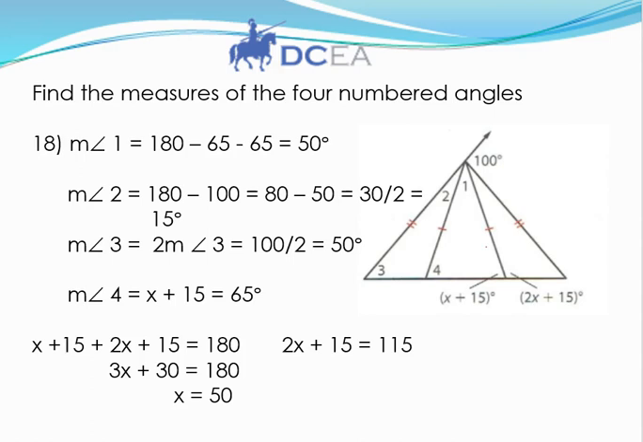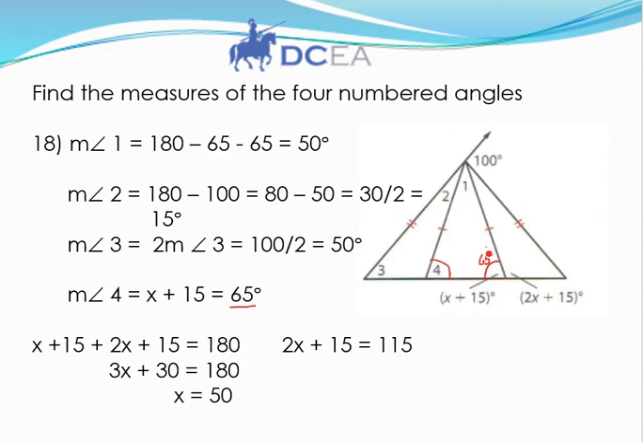Let's take our angle with 2x plus 15. 2x plus 15 would be 2 times 50, which is 100, plus 15, which is 115. And our x plus 15 will be the measure of angle 4, because the measure of angle 4 is a base angle of an isosceles triangle. These will be equal, and x plus 15 is 65. So this angle will be 65 degrees.